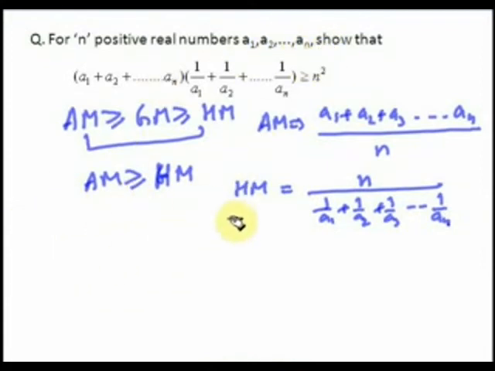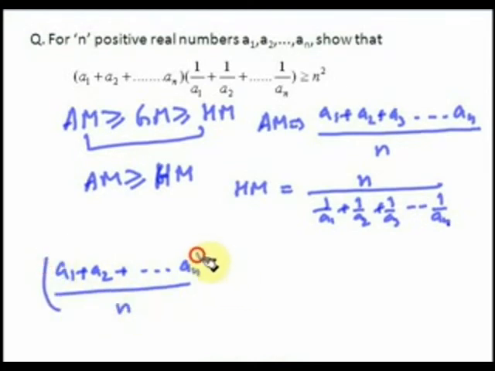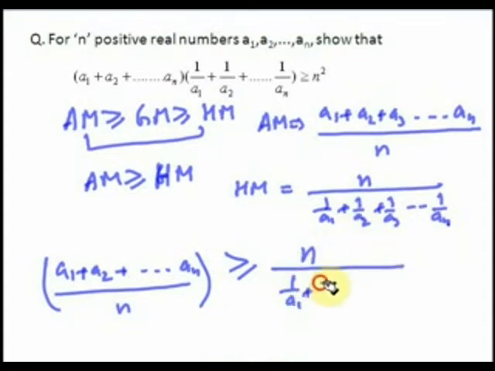Suppose we have a1, a2, a3 up to an. We have to find the harmonic mean between them. If we take the reciprocals, they will be in AP, and from that we can get this value. So if we apply the condition that arithmetic mean is greater than or equal to harmonic mean, this means that a1 plus a2 up to an upon n is greater than or equal to n upon 1 by a1 plus 1 upon a2 plus 1 upon a3 up to 1 upon an.